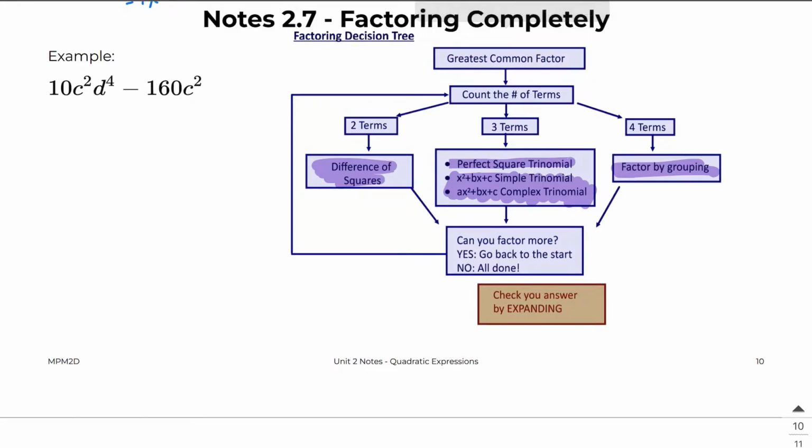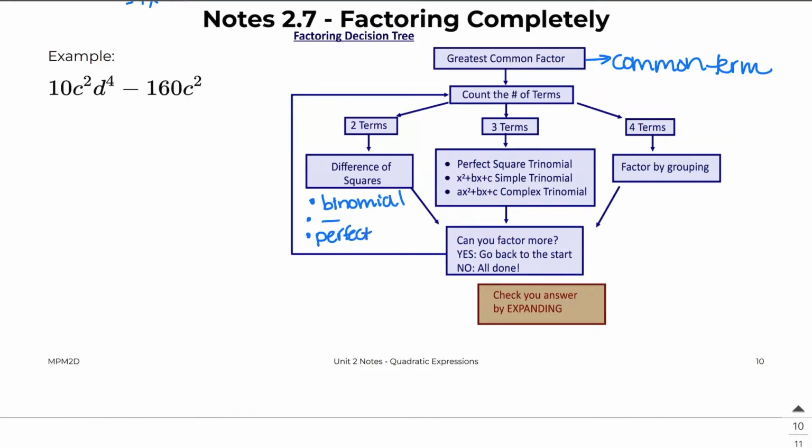So how are we going to know which one is which? So first of all, the greatest common factor, we're going to know it's a GCF if something is common. We'll know it's a difference of perfect squares. If you remember, there's three ways that we know. It's a binomial, there's subtraction, and we have perfect squares.